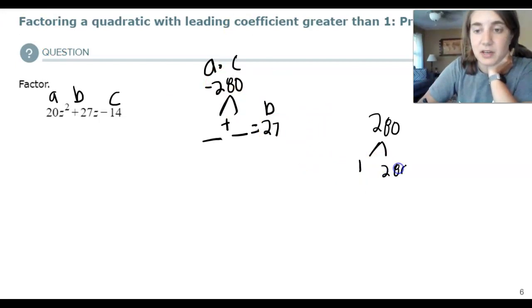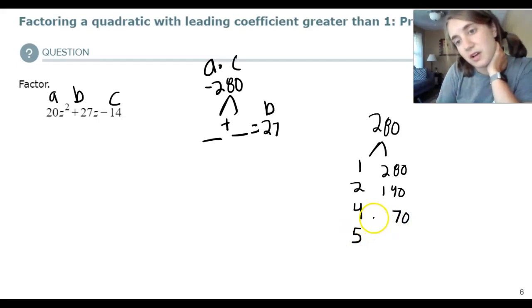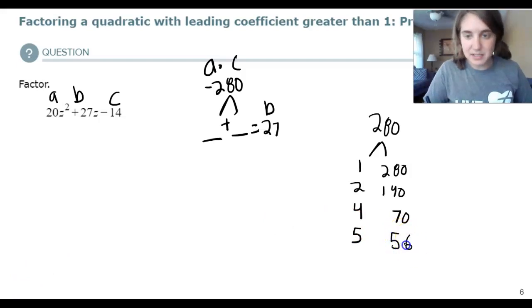1 and 280, 2 and 140, 4 and 70, 5 and, why am I blanking on this? 5 and 56. 6 does not go into it. 8 goes into it.